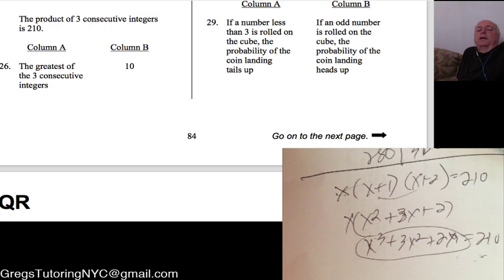So if we do 10 times 10 times 10, 10 times 10 is 100 times another 10 is 1,000. We're into an astronomical number at that point, compared to 210 at least. All right? So that means column B has to be larger. Yep, that's the answer, B. So just logic shows this.